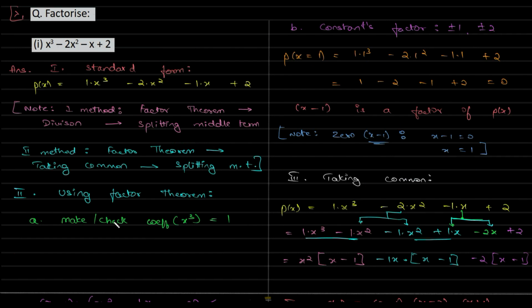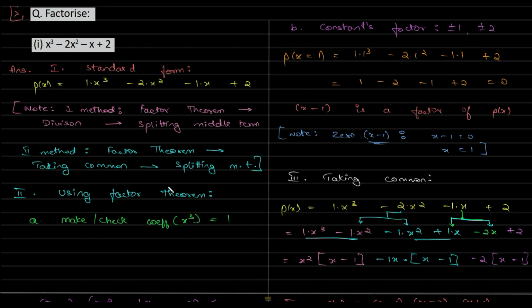Again, I'll repeat. Always start with your standard form. Next, you can use either of these methods wherein you have to use the factor theorem. Before we talk about the factors of the constant, you should always see to it that the coefficient of the highest term, that is x cube, is 1. If not, there's a way to go about doing it. I'll teach that later, in a problem wherein it's not 1.